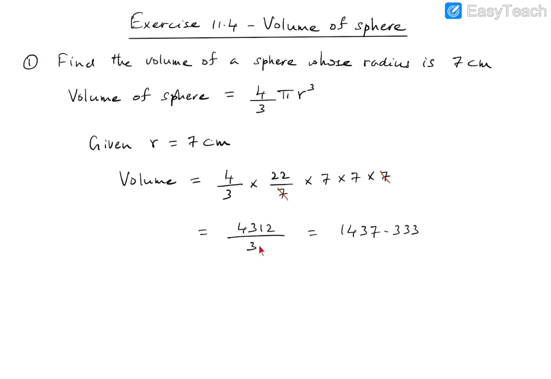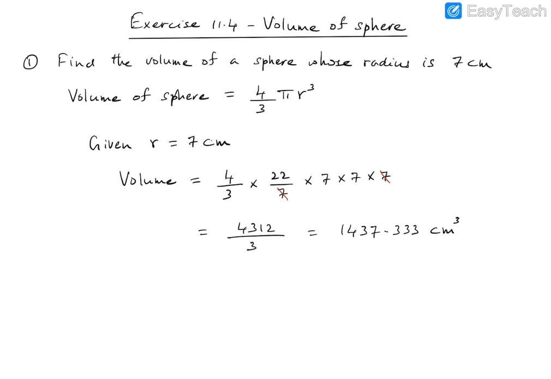I'm not going to show how to divide these numbers. When we divide 4312 by 3, we get 1437.333, and the unit for the volume is going to be centimeter cube, because the radius is given in centimeters. So it's a fairly straightforward problem where we directly apply the formula for the volume, substitute the value of the radius, and make the calculation. We get the volume of the sphere.